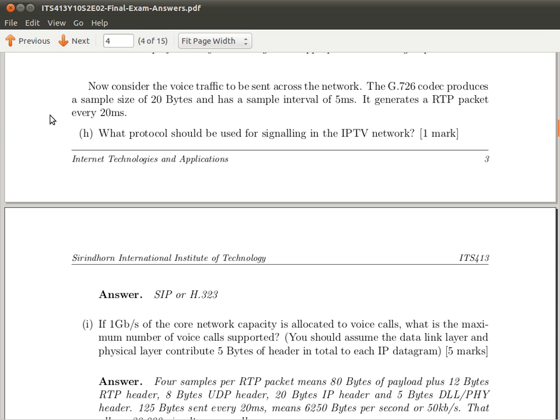So remember back to voice. We sample the voice at some rate, produce some sample size, and send those samples as packets. This specific codec, G726, you don't need to know how it works, but it tells you every sample is 20 bytes, and it has a sample interval of 5 milliseconds.